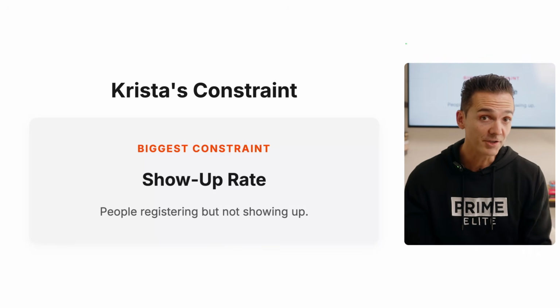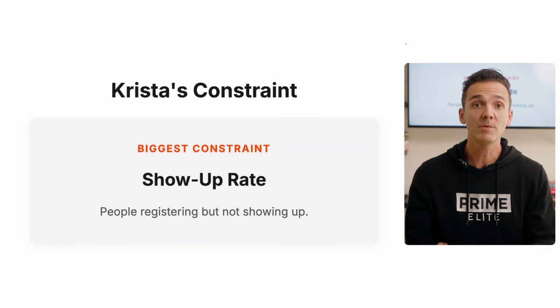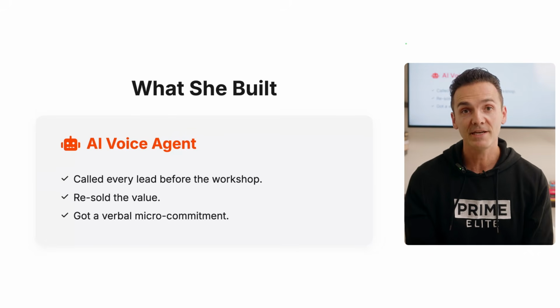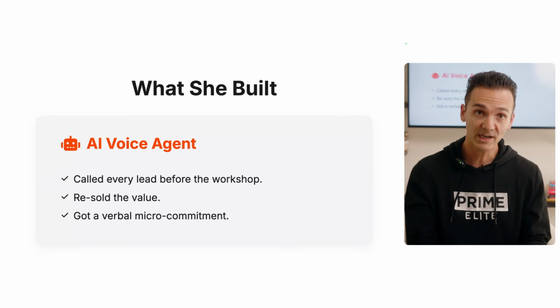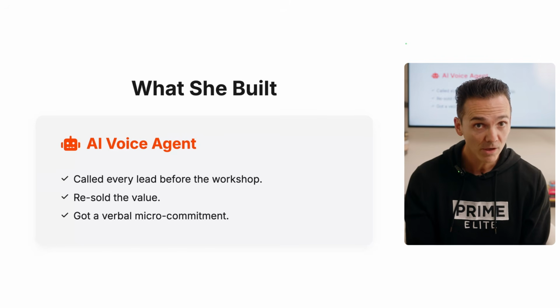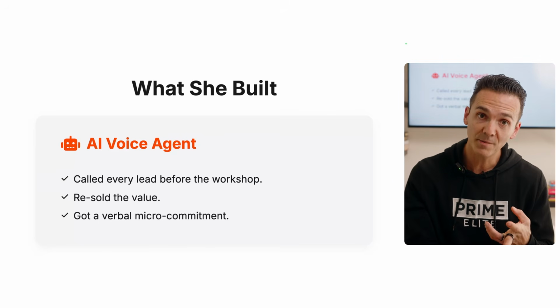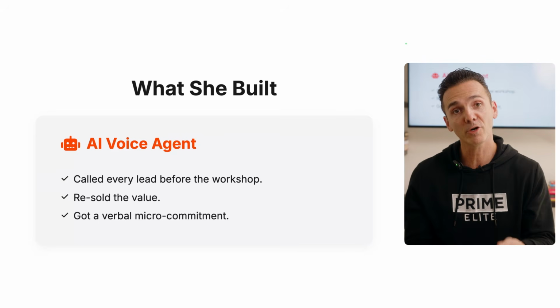But she ran the constraint test first, and her biggest constraint wasn't getting more leads, it was show-up rate. People were registering and actually not showing up, and that's the bottleneck. So she built an AI voice agent that called every single lead before the workshop, a personal call for every single one of them. And on that call, they reminded each lead to, first of all, attend the workshop, then they resold them on the value by giving them a bonus for attending, and then got them to make a verbal micro commitment to confirm that they were going to show up.